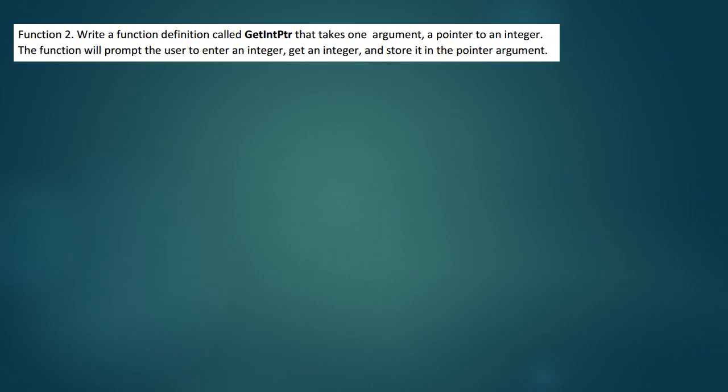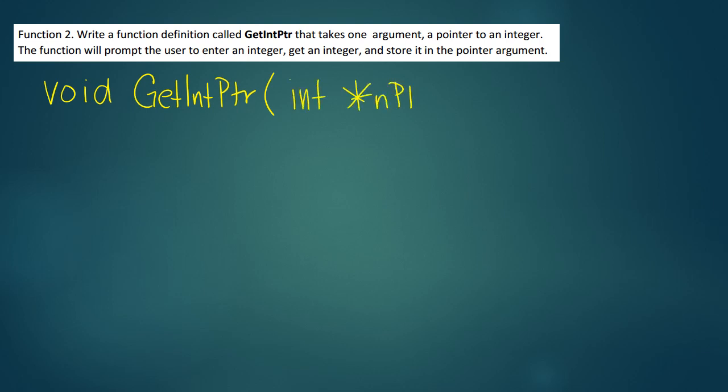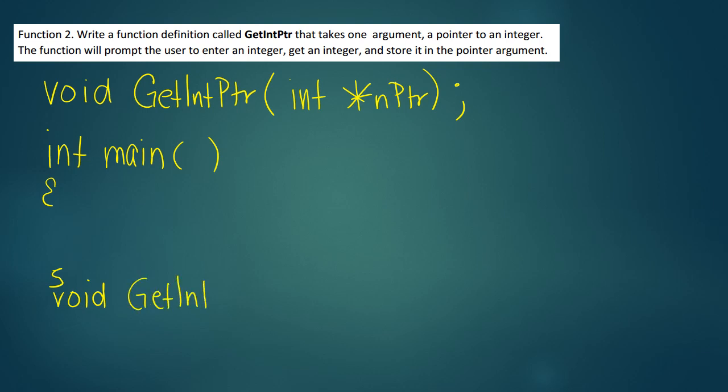All right, so getInPointer is a void return type. This function takes a pointer to an integer. This is the prototype. This is the main function. Again, I repeat, if I had space, I would put everything in one main function. And getInPointer is just going to prompt for an integer and store it at nptr.